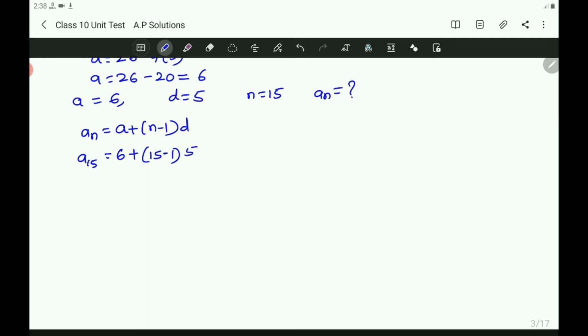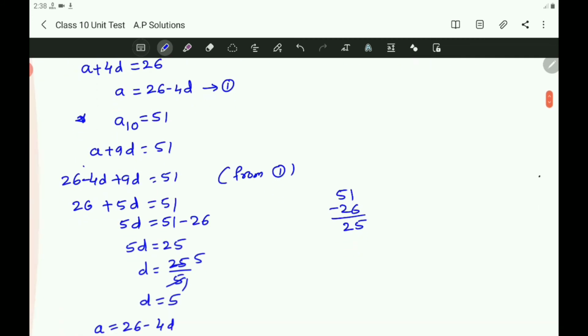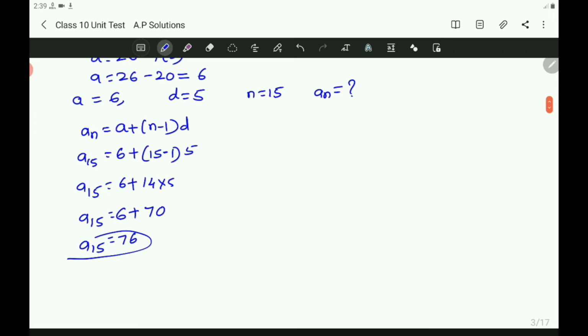So A15 equals 6 plus 15 minus 1 is 14, 14 into 5. Then A15 equals 6 plus 14 5s are 70. Then A15 equals 6 plus 70 is 76. So you got the 15th term of the AP is 76.